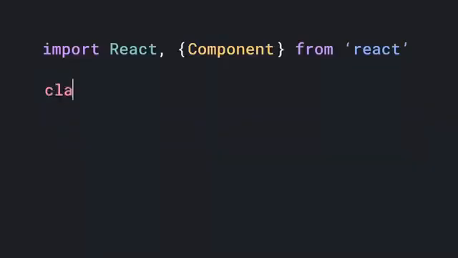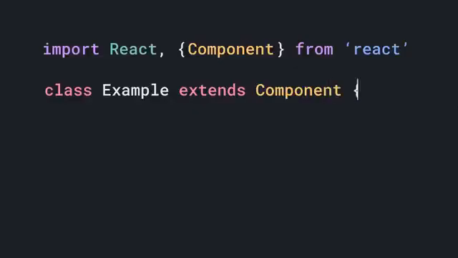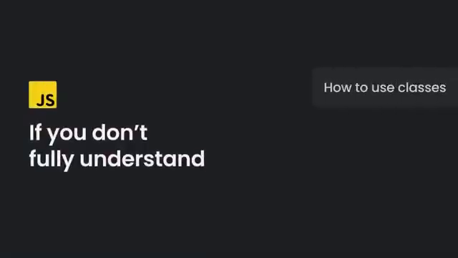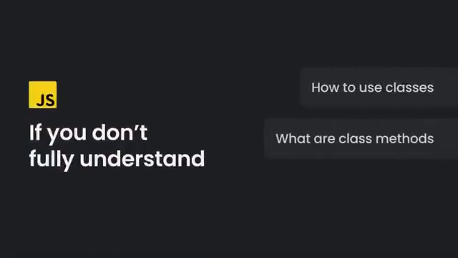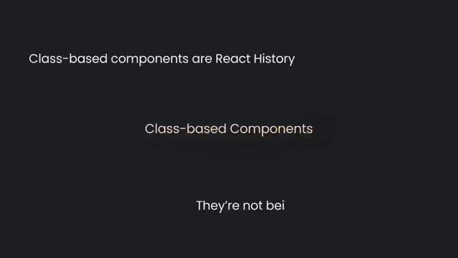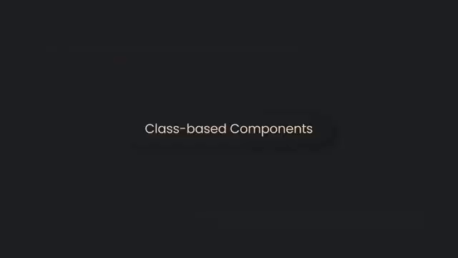Then we use a regular JavaScript class to make a React component that extends the React component already written for us in the library. Then we use the render method that describes what should be displayed and how the UI should look. If you don't fully understand how to use classes, what class methods are, and what extends means, don't worry at all. Class-based components are React history. They're not being used at all anymore, and they were entirely replaced by their simpler counterparts, functional components.